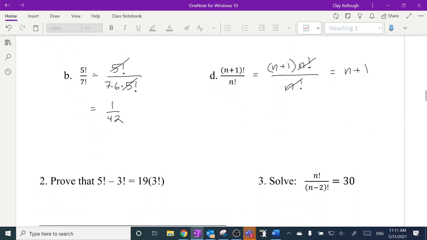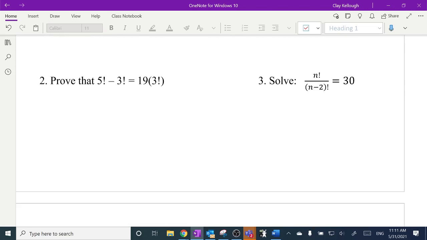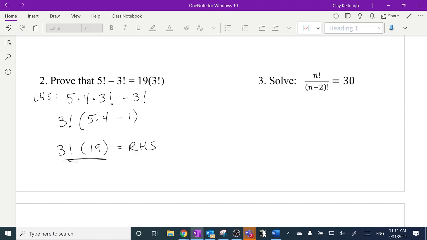Okay, so here's an interesting one. Prove that 5 factorial minus 3 factorial is 19 times 3 factorial. Okay, well, I'm going to take the left-hand side. And I'm going to say, all right, well, 5 factorial is 5 times 4 times 3 factorial. And then I still have minus 3 factorial. And I'm going to factor out the 3 factorial, giving me 5 times 4 minus 1, which is 3 factorial times 19, which equals the right-hand side. Prove.